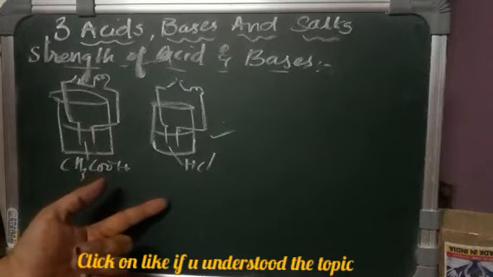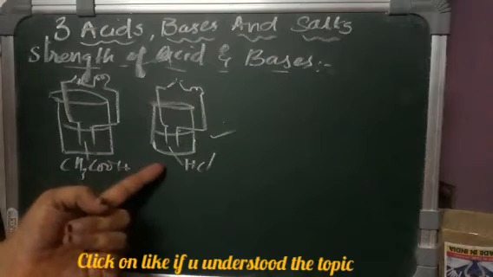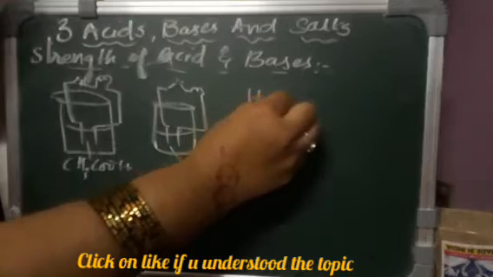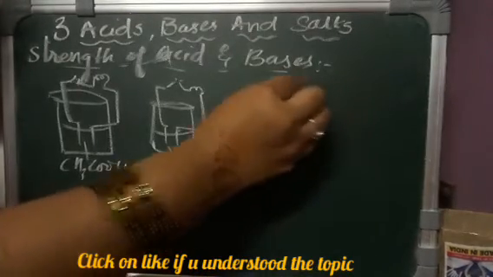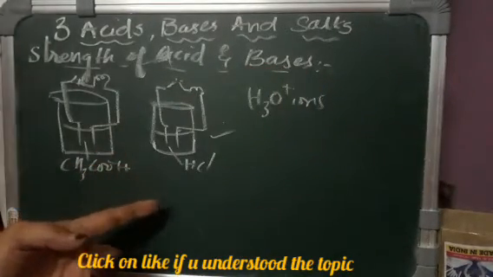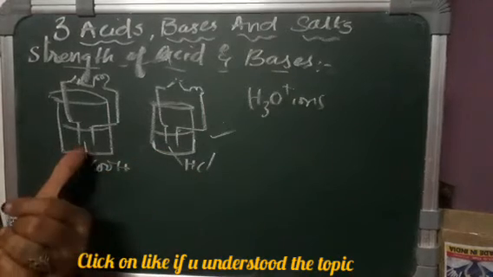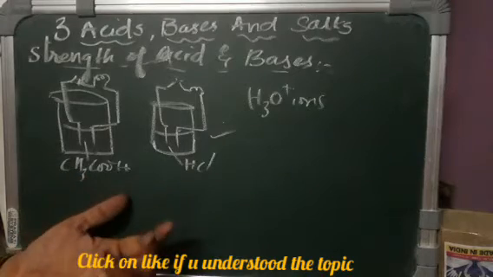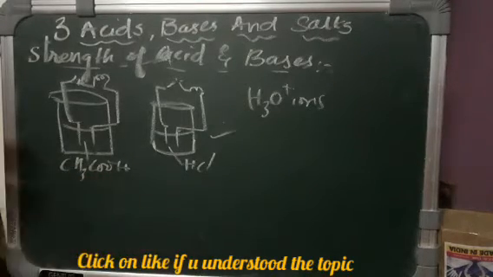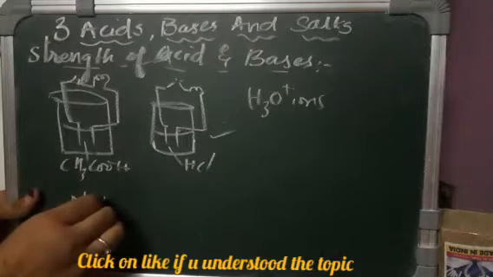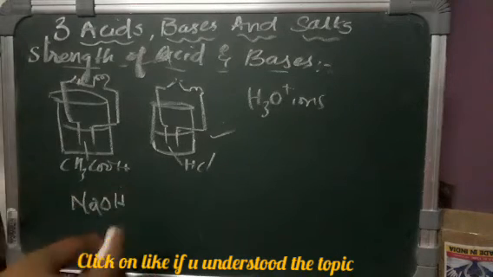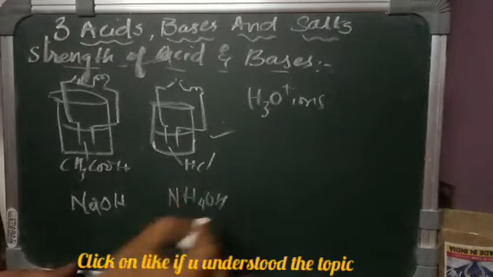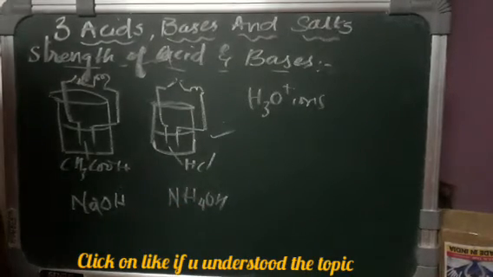More ions in HCl solution means more hydronium ions are formed. What is hydronium? Hydronium ion means H3O plus ion. Yes, a greater number of H3O plus ions are formed. Therefore, it is a strong acid. Whereas here, few H3O plus ions are formed. That's why it is a weak acid. This activity can also be carried out with bases. Like we can take NaOH in one beaker, and in another beaker we can take NH4OH, that is ammonium hydroxide, instead of acids.